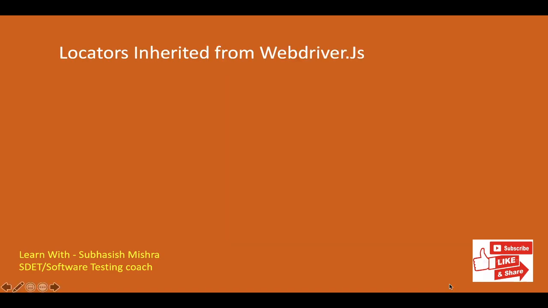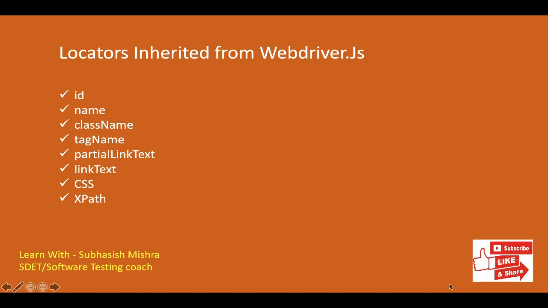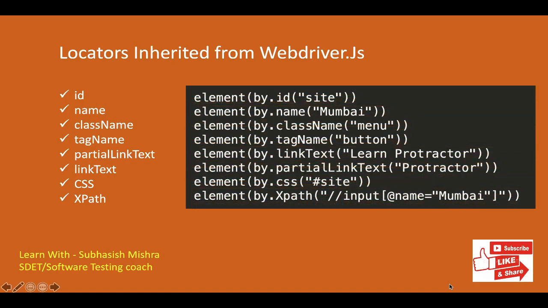So here we have a few locators which are inherited from WebDriverJS, like ID, name, class name, tag name, partial link text, CSS and XPath, and here are a few examples of how you can use them. You can see the HTML and from there you can find the attribute name and attribute value. So for example, you can use by.id and whatever that ID attribute value is, if it is site then you can use something like this. Similarly by.name, this is the attribute name, you can use it like that. So these are the different locators we learned for Protractor.